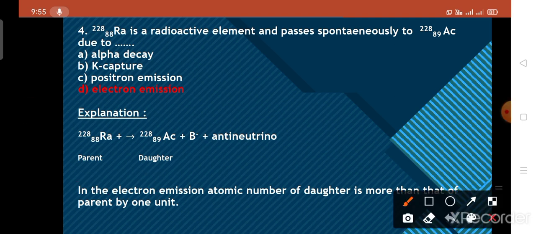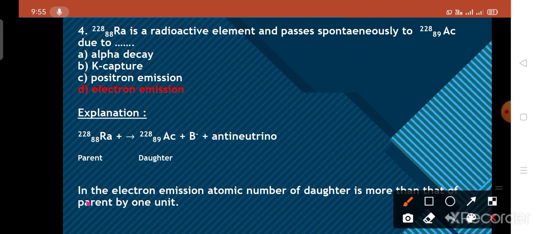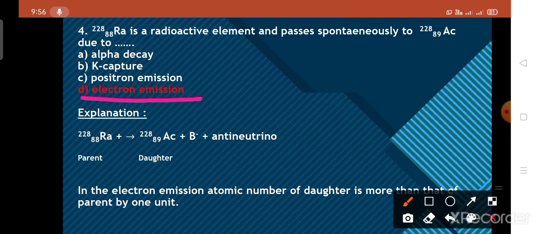And in this reaction the atomic number is increased by 1, that is, Z plus 1. So in electron emission, the atomic number of the daughter is more than that of the parent element. It is known as electron emission. So this is nothing but an example of electron emission.